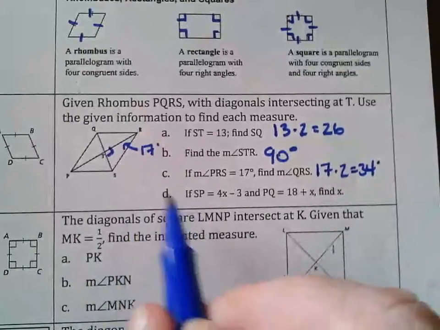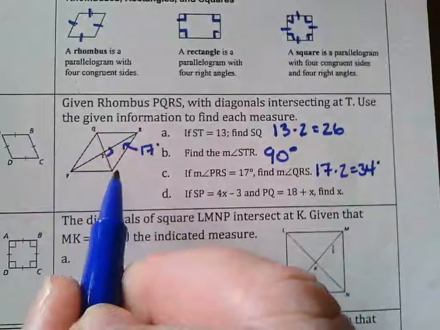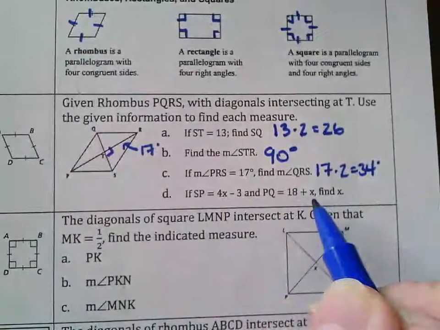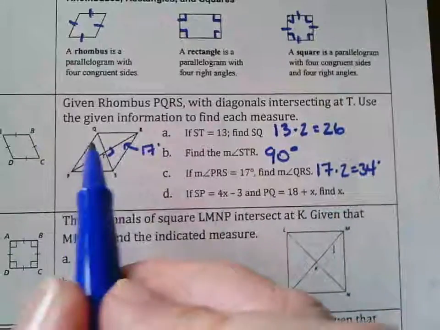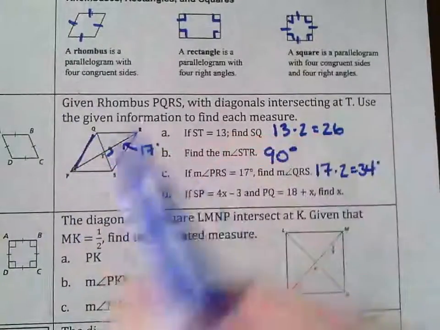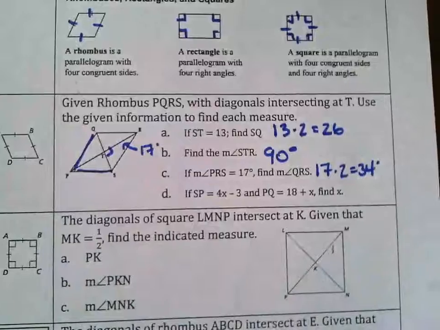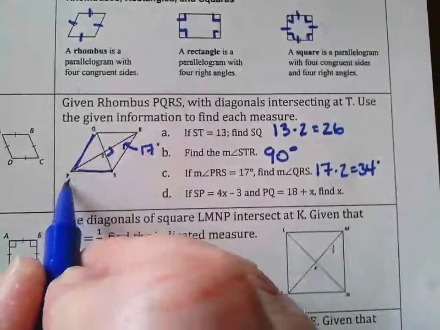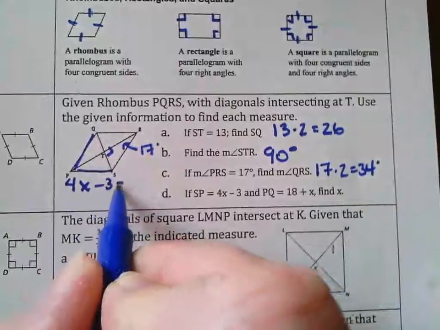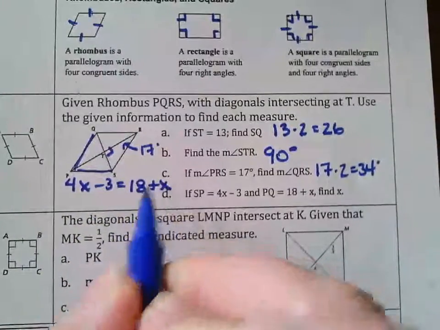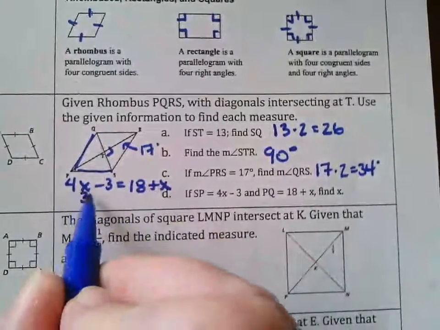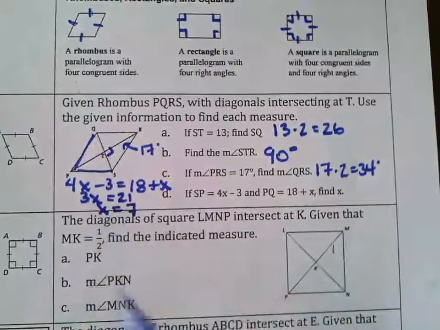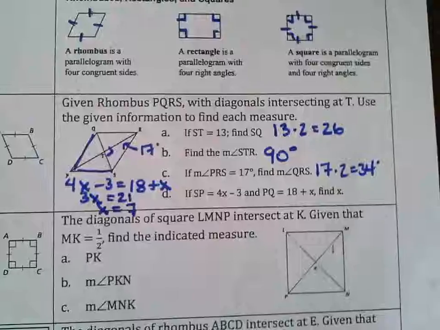If SP, right here, is equal to 4x minus 3, and PQ is equal to 18 plus x, remember that in a rhombus, all the sides are equal. So they're equal to each other. So if I'm going to solve this, I can just say 4x minus 3 equals 18 plus x. 3x equals 21, and x equals 7. And you're good to go.